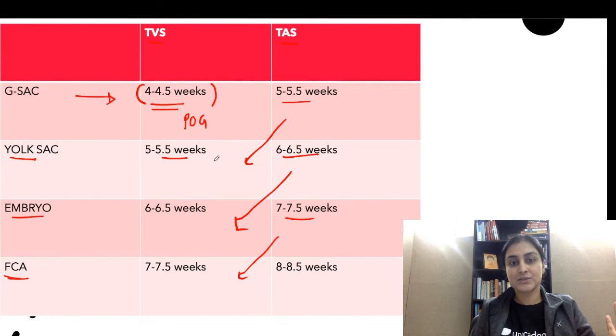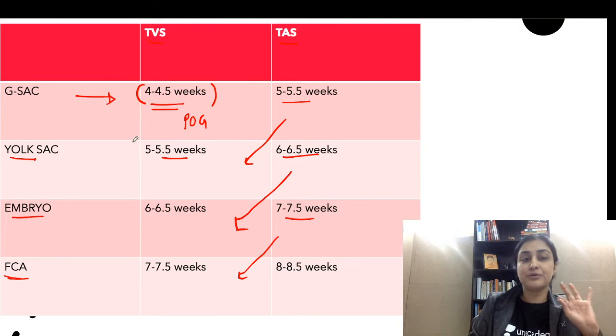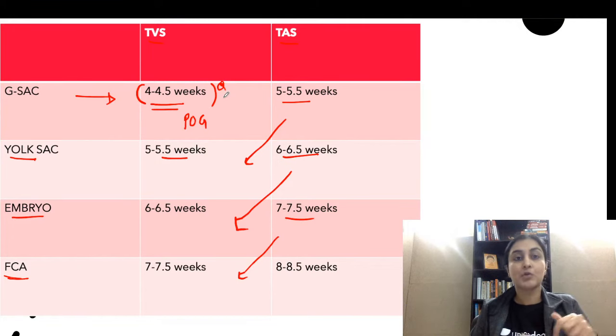So you see how easy it is to remember this entire table if you just remember when the Gsac appears. And this is a very important number that I want you to remember, because this will be asked: when does the Gsac appear, or what is the earliest time when the pregnancy can be diagnosed on ultrasound, especially on TVS. Alright, so I hope this table and this concept are clear.